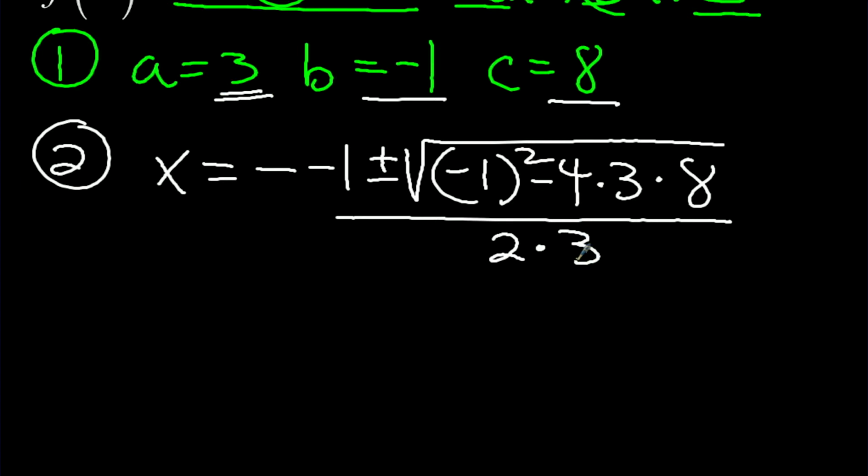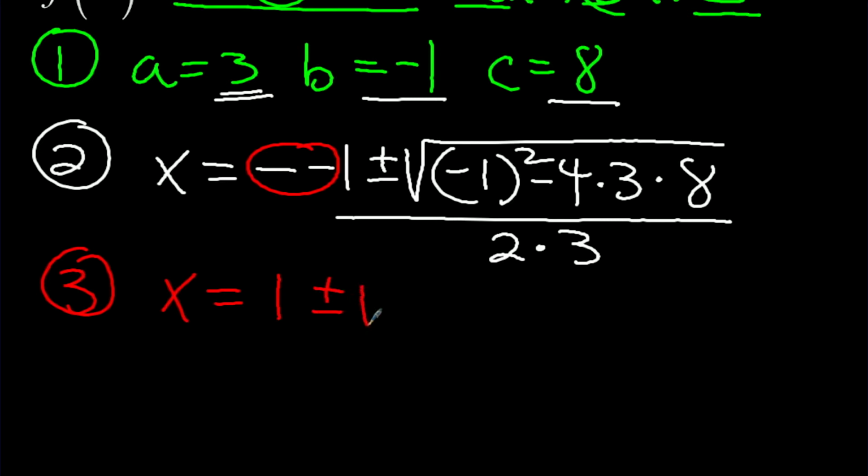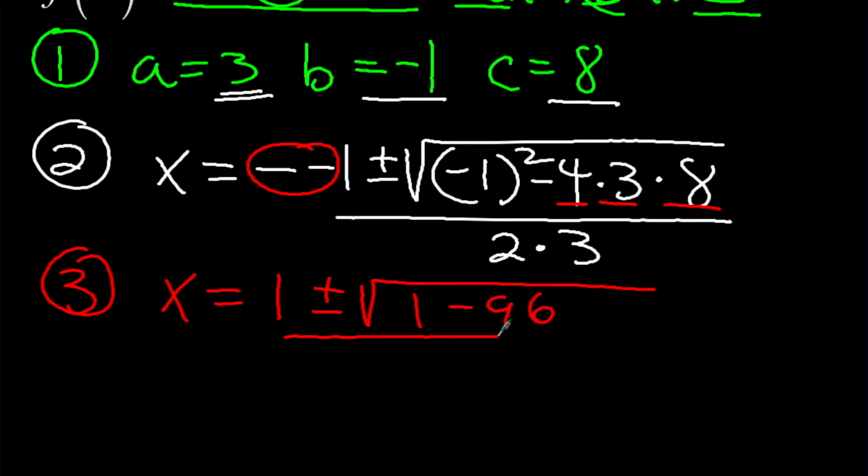All right, my next step, once I substitute, I want to simplify. So I have x equals, notice the negative, negative. That makes that a positive 1 plus or minus the square root of negative 1 squared is going to be a positive 1. And then notice I have a negative 4 times 3, which is a negative 12, times 8, which is a negative 96. All divided by 2 times 3, which is 6.